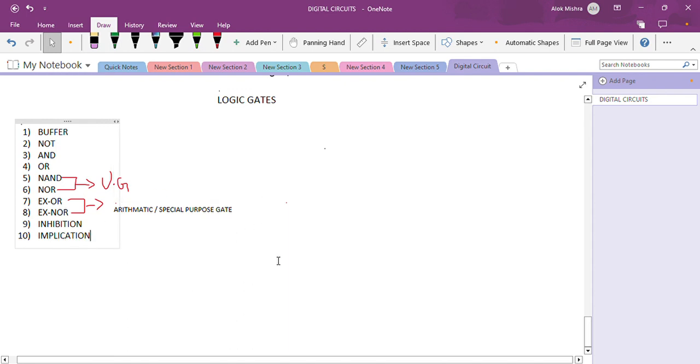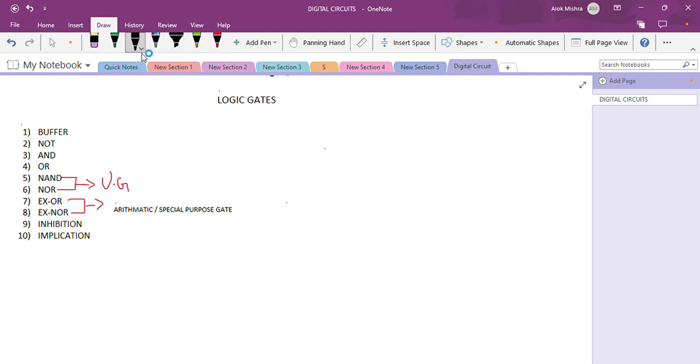Can you please remind me real quick? I forgot about them. Okay, sure. The representation of inhibition is A arrow B, and implication is A oblique B. I think you already covered A plus B bar and A bar B, right? By using these operators, we can directly frame different other logic gates also. That's why these gates are known as universal gates. NAND, NOR, inhibition and implication, these four gates are universal gates.